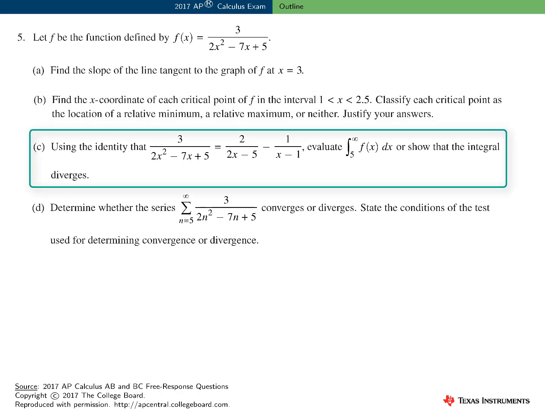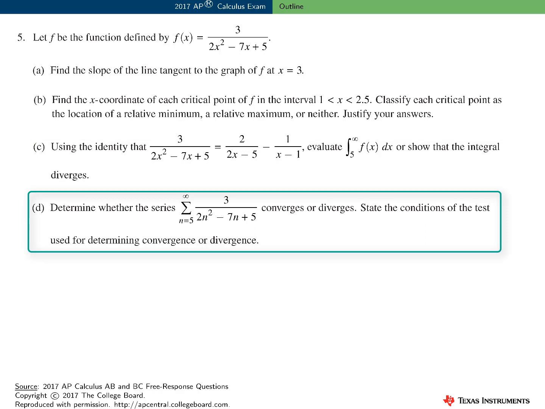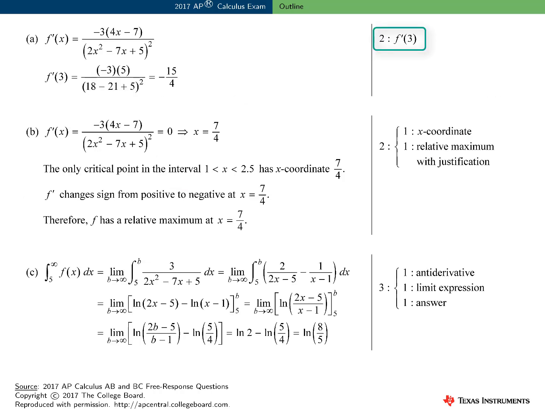In part C, students were asked to use the partial fraction decomposition of the function f to evaluate an improper integral. And in part D, students were asked to determine whether a related series converges or diverges. Part A was worth 2 points for finding the value of the derivative of f at x equals 3. Well, there are really two natural calculus steps here. First, find the general expression for f prime of x, and then evaluate this expression at x equals 3.